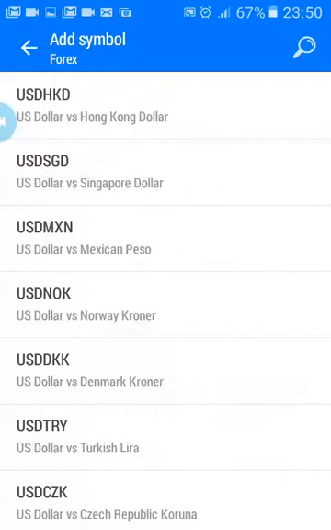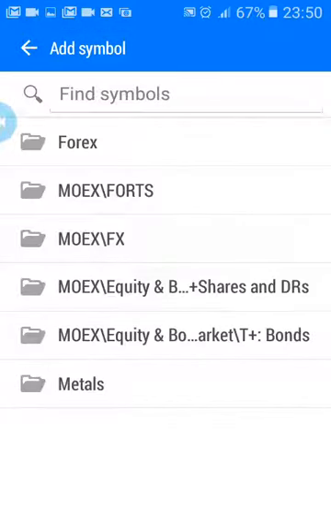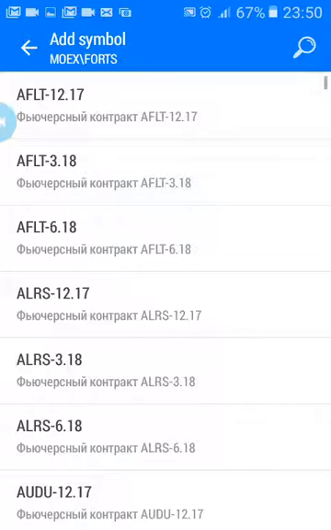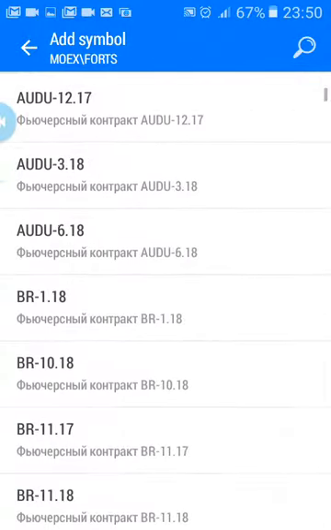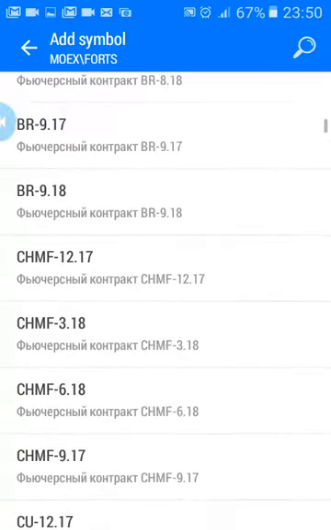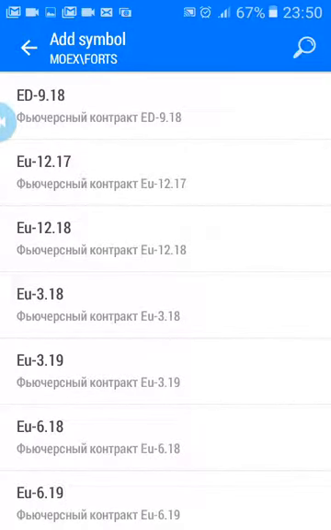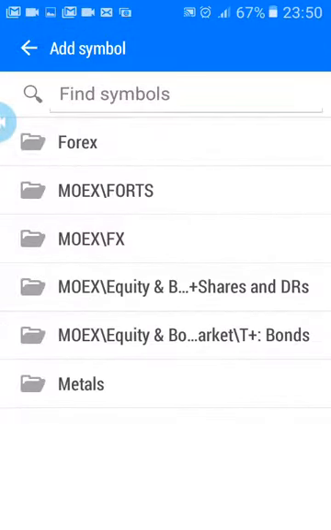Okay, I move on again to the next folder. Now the next folder gives me a word like 4, so I don't know what it is. Let me press in it. So I'm looking at AFLT 12.7. I don't usually trade these forts, so I leave them alone. So I'm out. I'm looking for FX now. This is MOEX for Forex. Okay, let me see how much I have there.